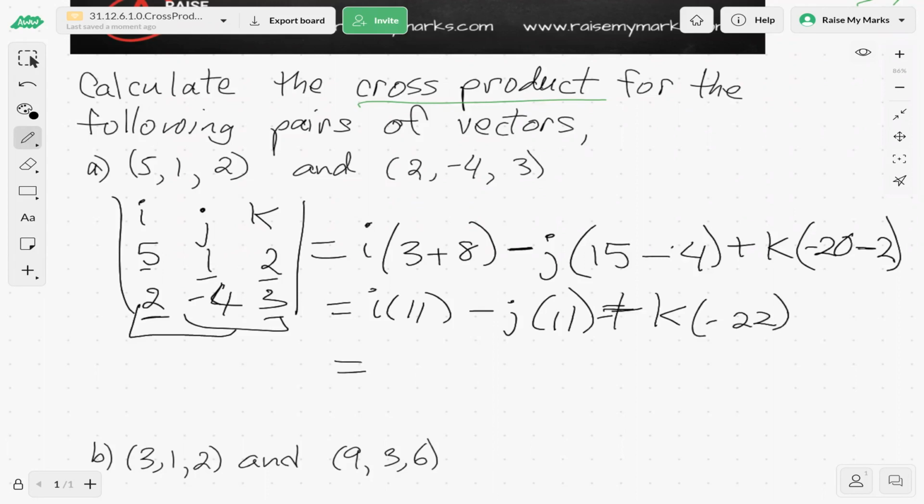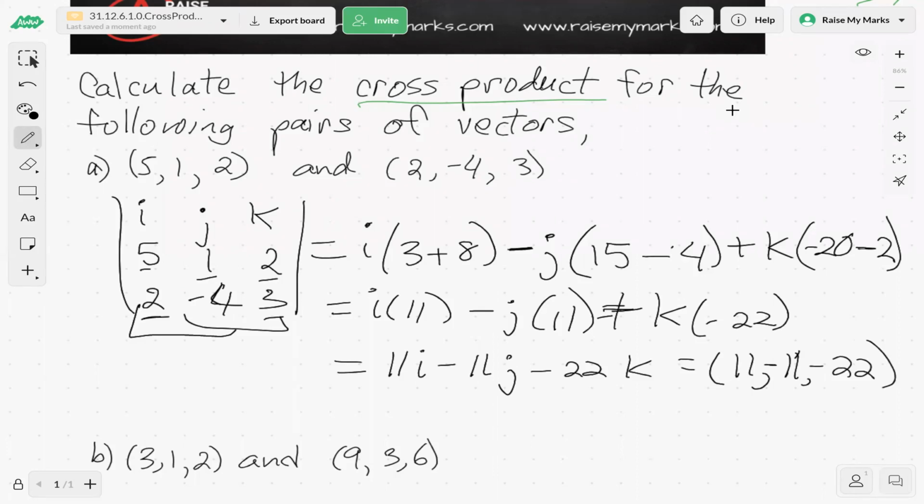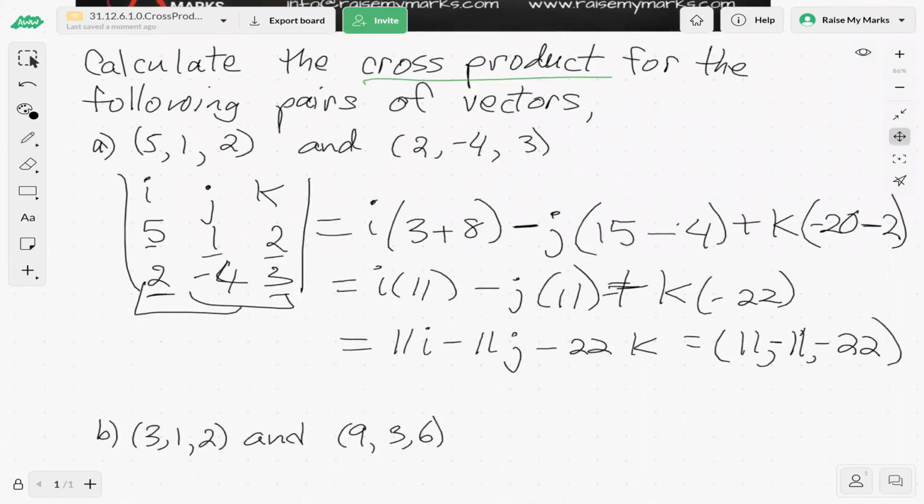Let's clean this up. We have 11i minus 11j minus 22k, or in coordinate form, 11, negative 11, and negative 22. Good.